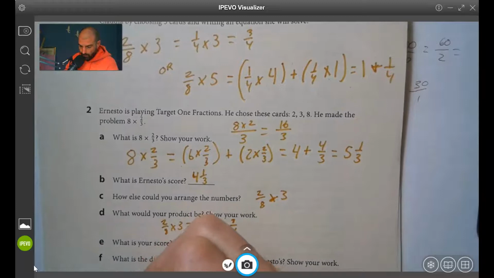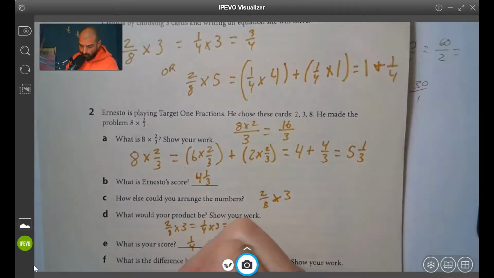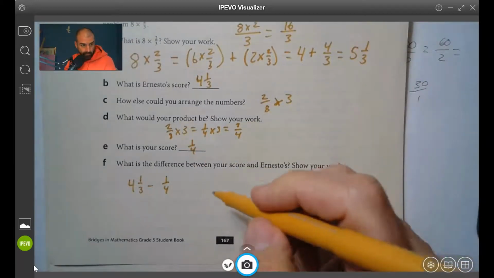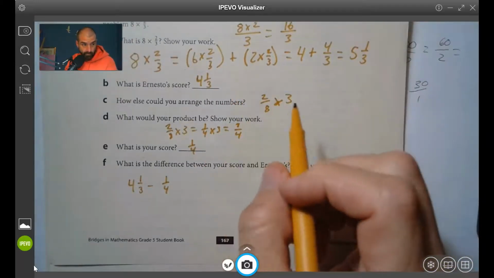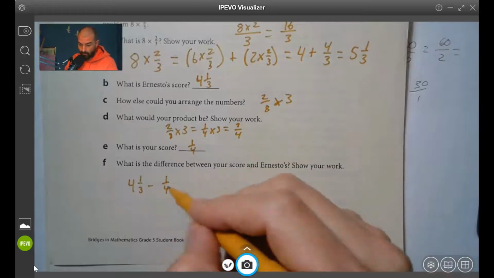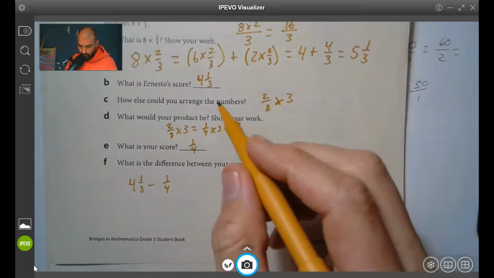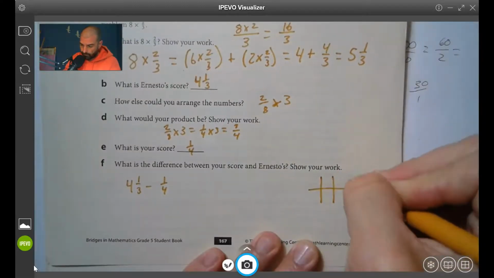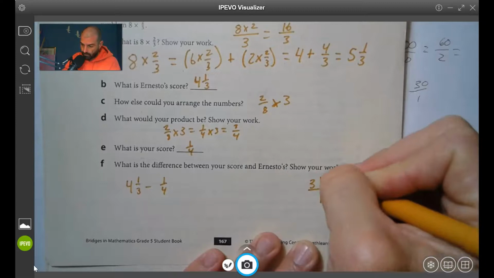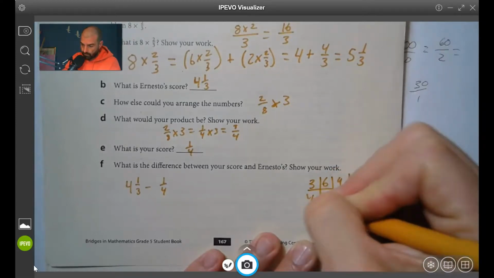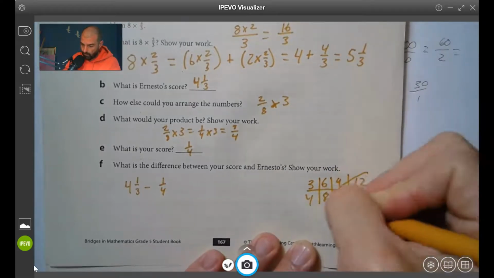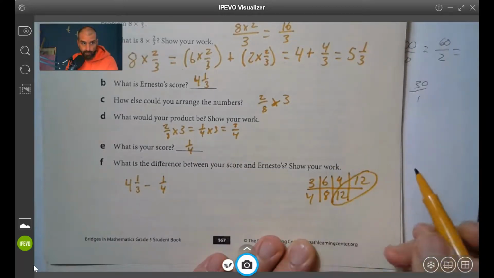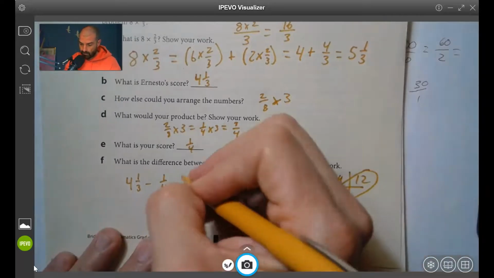What is the difference between your score and Ernesto's score? Oh, so we have 4 1/3 minus 1/4. Ooh, man. So what do we have to do? You tell me. Okay, good. We have to get all those denominators to be the same, right? So I'm going to do my little ratio table over here. So I have 3, 6, 9, 12, 4, 8, 12. Again, I was doing multiples of my denominators so I could find a common denominator. So 12 is our common denominator.